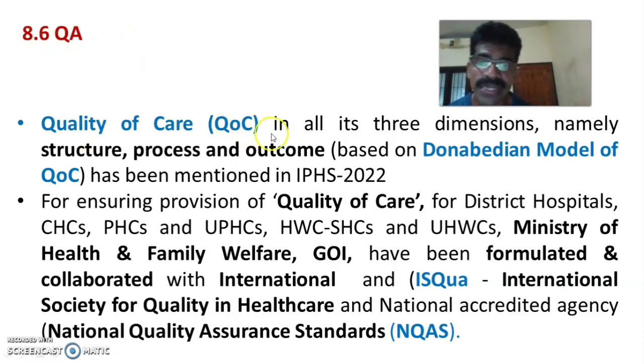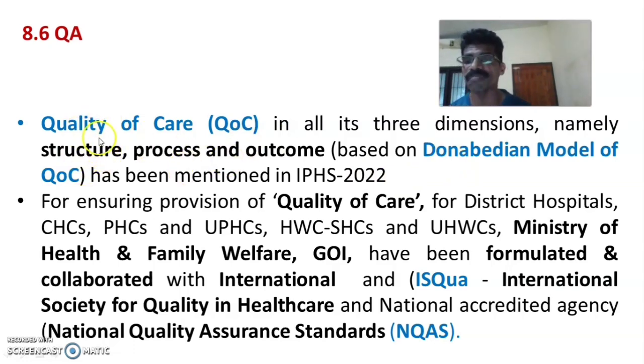So quality of care in all its three dimensions, that is quality of care at structure, quality of care at process, and quality of care at outcome, based on the Donabedian model of quality assurance, has been mentioned in detail in IPHS 2022. Okay, so structural quality, process quality, and outcome quality, everything is mentioned in the IPHS 2022 for PHC based on the Donabedian model of quality assurance.